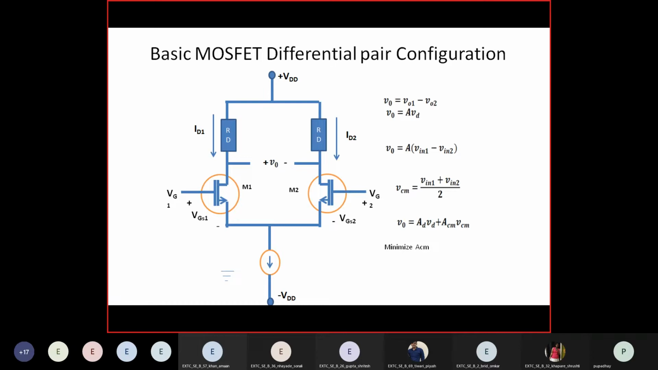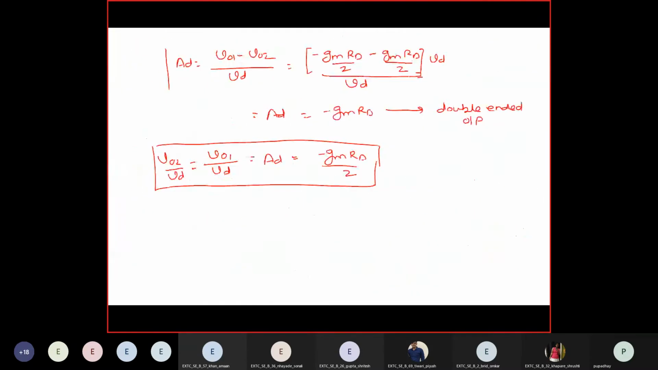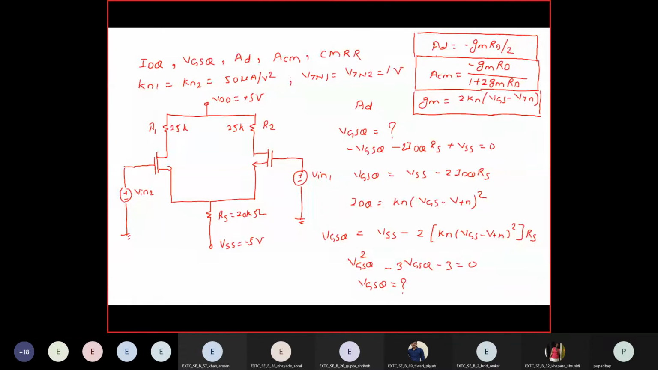I don't want to go into theory, but there are various advantages of differential amplifier. You must have studied them in the class by Sunil sir. I want to concentrate only on the practical part. So what we'll be doing today, instead of going into theory, is looking at this problem.